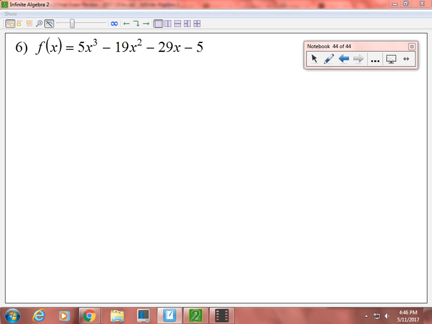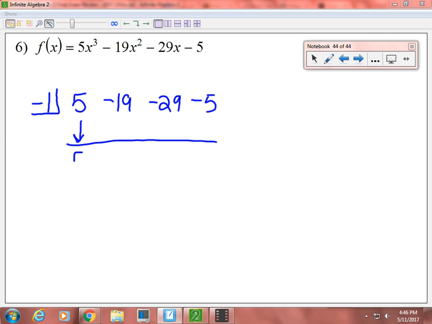6 is going to be the same thing where we have to do synthetic division with our p's and q's. So I'm going to do synthetic division with negative 1. It's 5x cubed, negative 19x squared, negative 29x, and negative 5. No zeros needed here. So 5 becomes negative 5, negative 24 becomes a positive 24, negative 5 becomes a positive 5, which is 0. So this is my remainder, my number, my x, and my x squared.